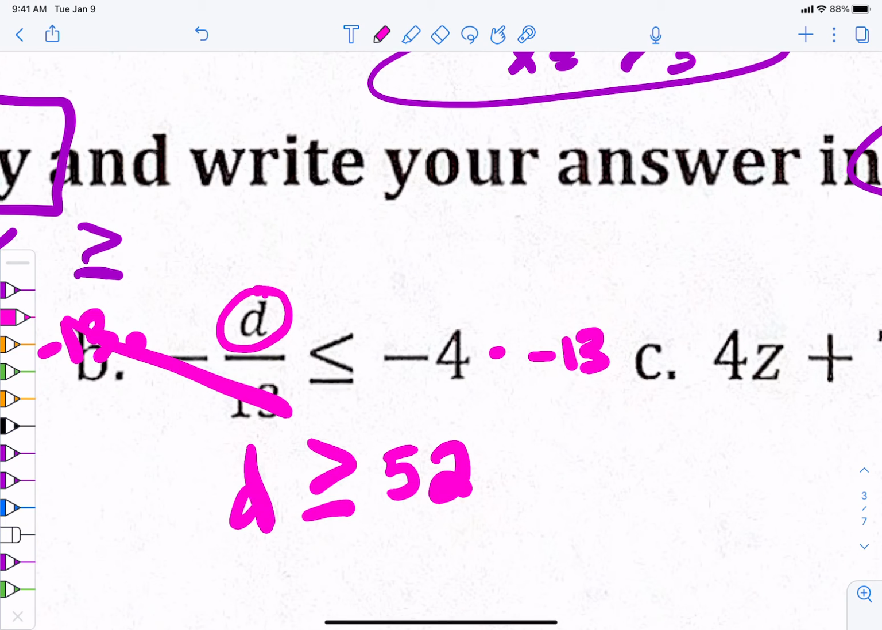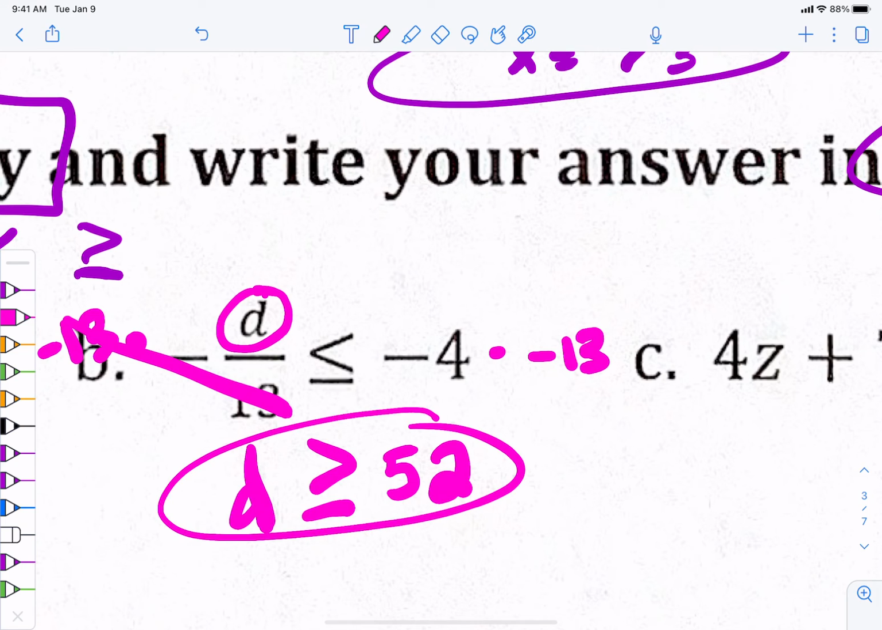I think you're right. Positive or negative? You should know this. Positive or negative? Positive, because there's two negatives. So this is saying that any number greater than or equal to 52 will work in that statement and make it true. Yes? Yes. Okay?